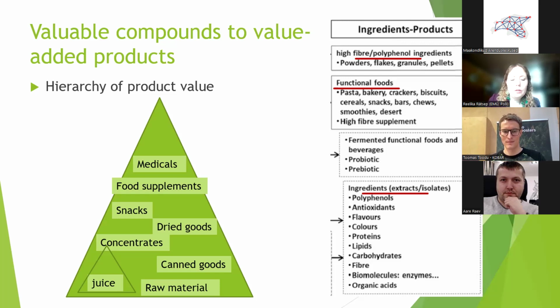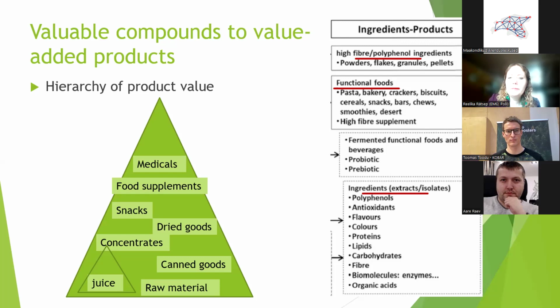But if we go upwards in the triangle, we can see that next come the canned goods, concentrates, dried goods, snacks, food supplements, and finally medicals. So we can see that the smaller the amounts, the higher the prices. So this is what needs to be considered when we think about the raw material that we want to valorize, and whether our amounts of this biomass are enough for the products that we want to achieve.